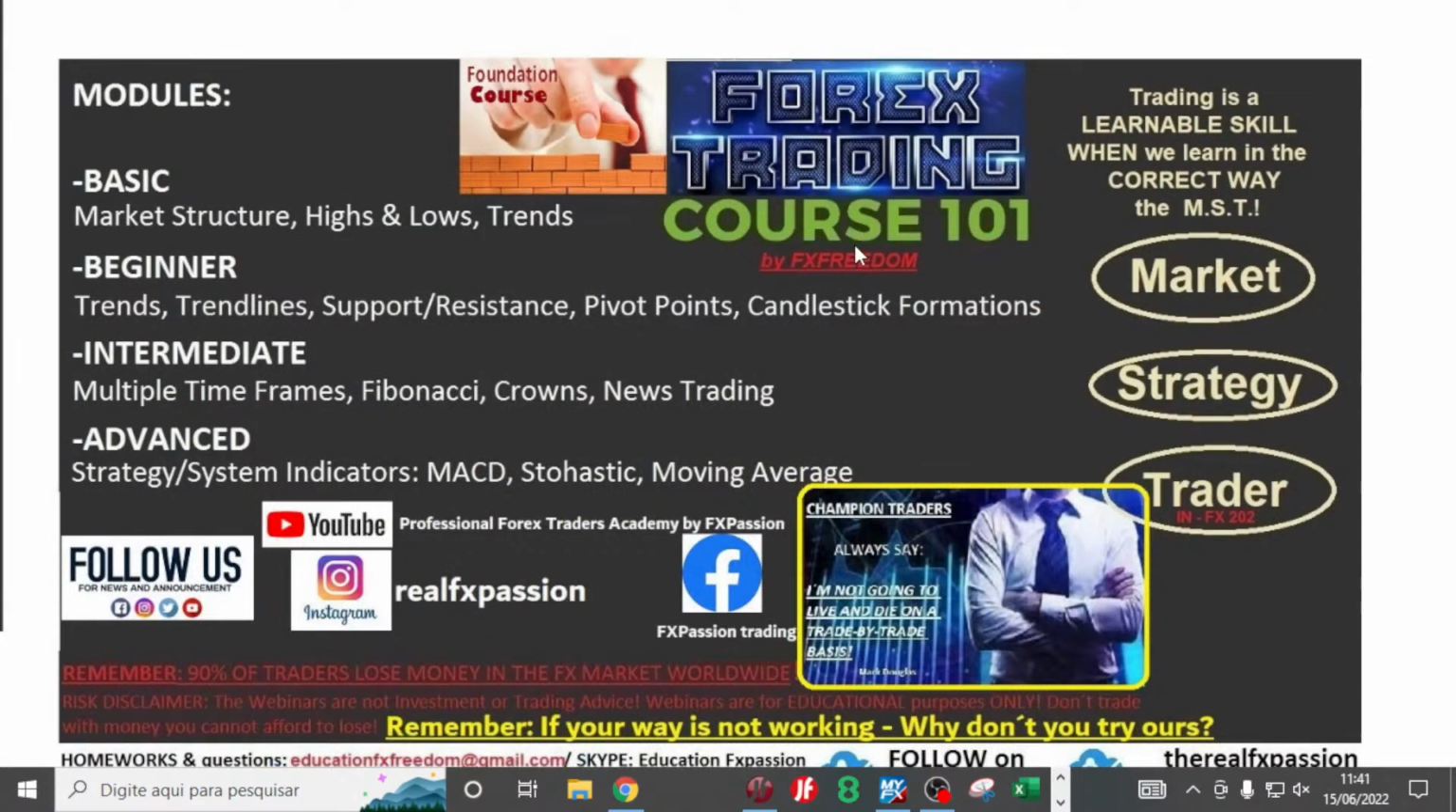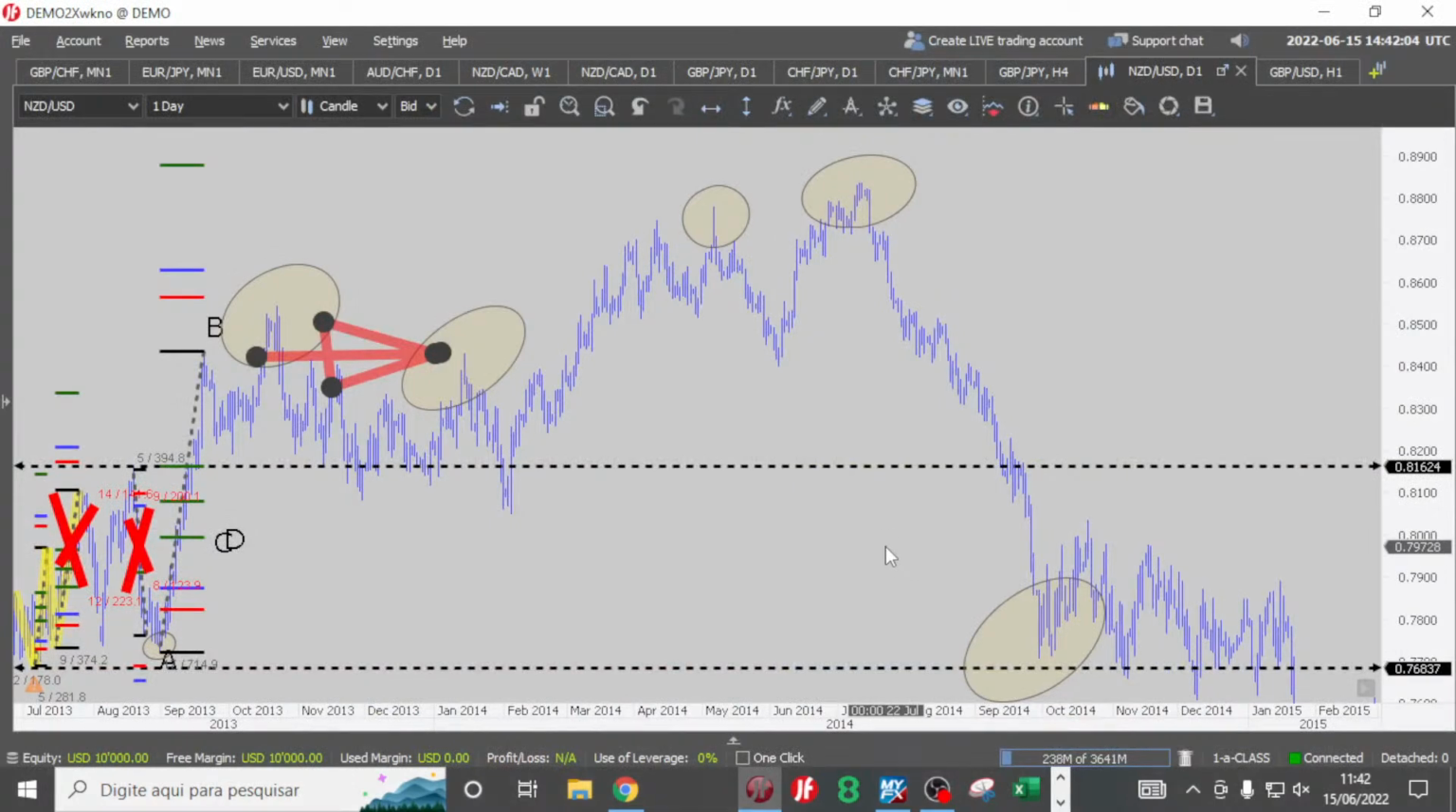Hello FXFreedom, how are you? Would you be so kind and check on my Fibonacci on USD CAD or NZD CAD or whatever time frame?